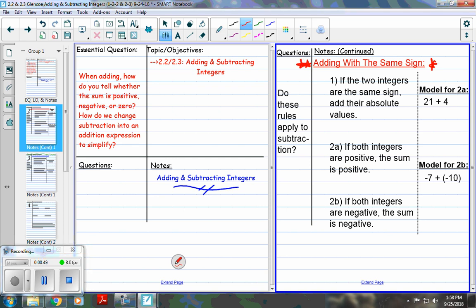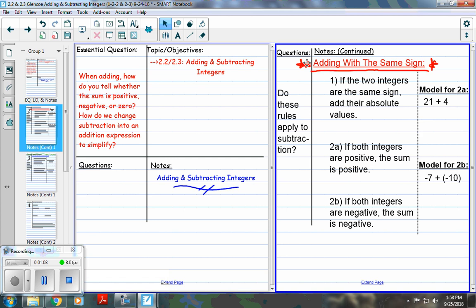And if you did not write this heading, adding with the same signs, you're going to get really frustrated quickly when there are 3 different instructional steps laid out in this note and you don't know which one to use. So please make sure the heading is there. It does matter. The steps do need to be here, and these are models for 2a and 2b.